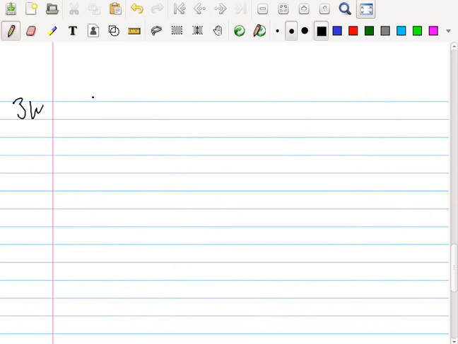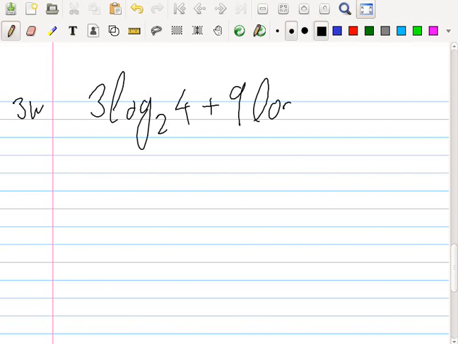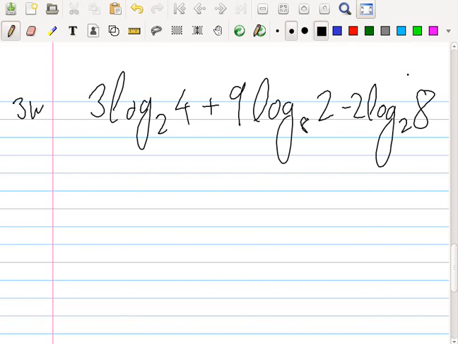3W. 3 log base 2 of 4 plus 9 log base 8 of 2 minus 2 log base 2 of 8. On the next page, 57, yeah? Now, sorry, if you can't see, this here is an 8. Now, this is the question, we need to simplify it.